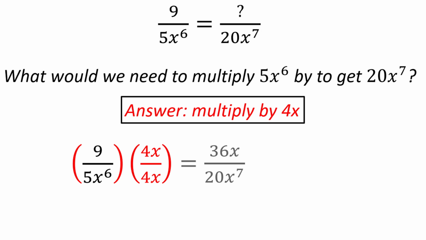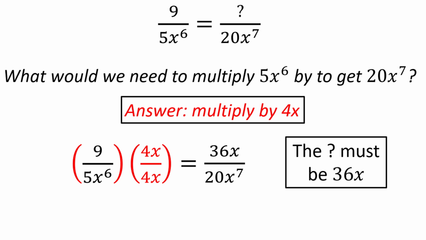We get 36x on the numerator and 20x to the 7th on the denominator. 36x is the question mark we needed in order to make the two expressions equal.